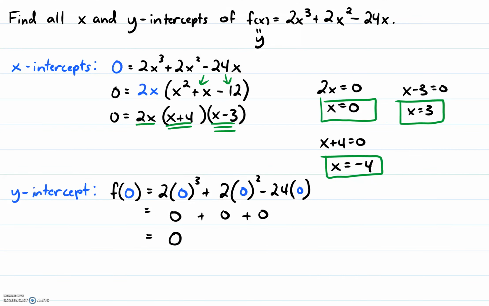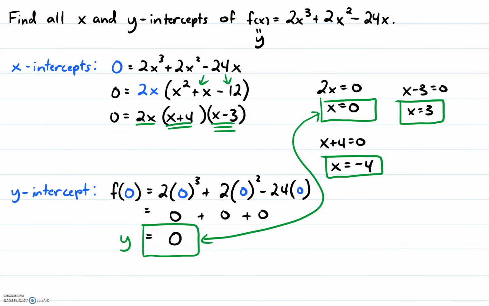So you can notice right here, this is going to be a y value. You can see that this function essentially runs through the origin, because we have an x-intercept at x equals 0, and a y-intercept at y equals 0. So that tells us it's going to run through the origin point. So that's it. That's all you have to do.